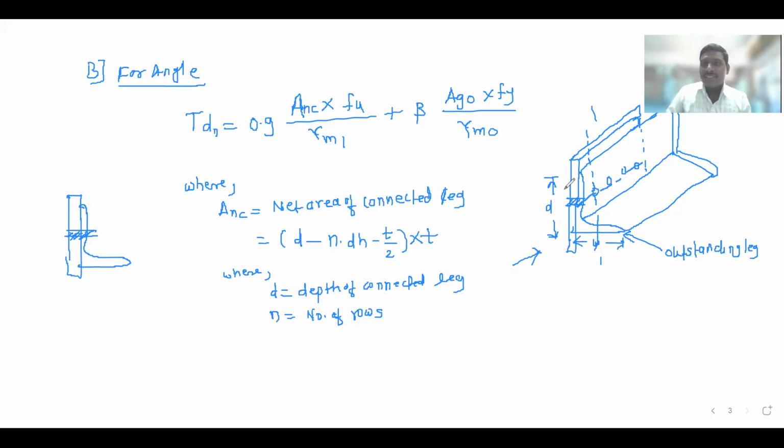It means here how many rows are there? Only one row is there. The bolt on the other side is not cut. We see the cut bolt in only one row. So here we are using n equal to the number of rows. This is very important. In a plate, n is equal to the number of bolts, and in an angle, n is equal to the number of rows. So this is one row. This is the second row.